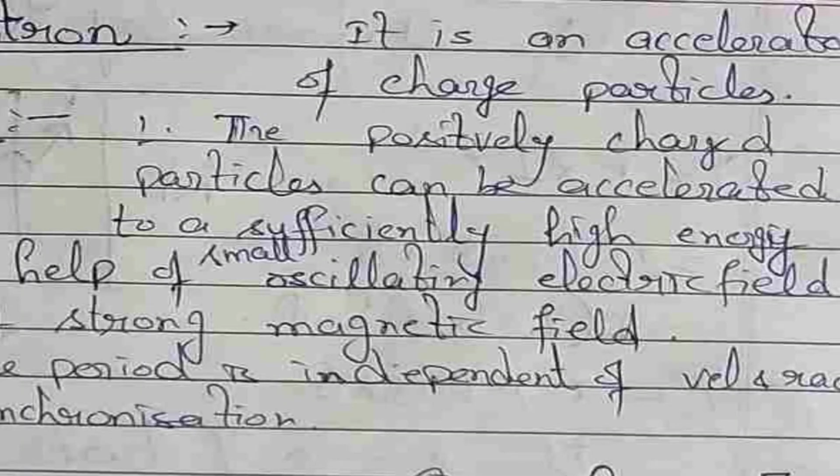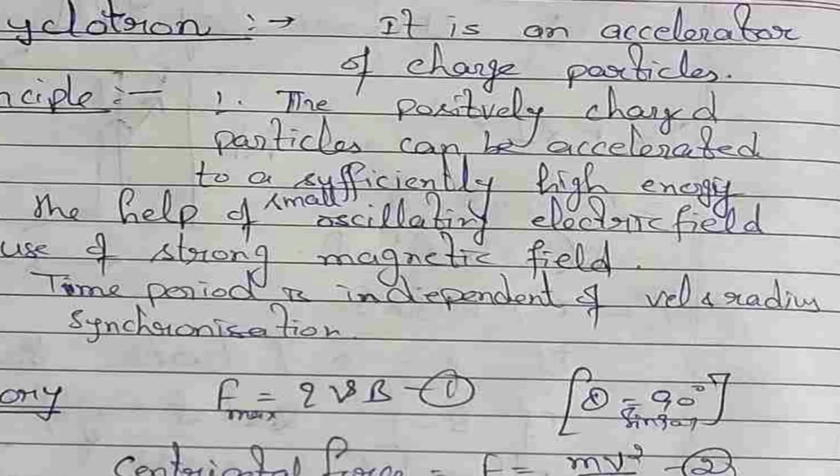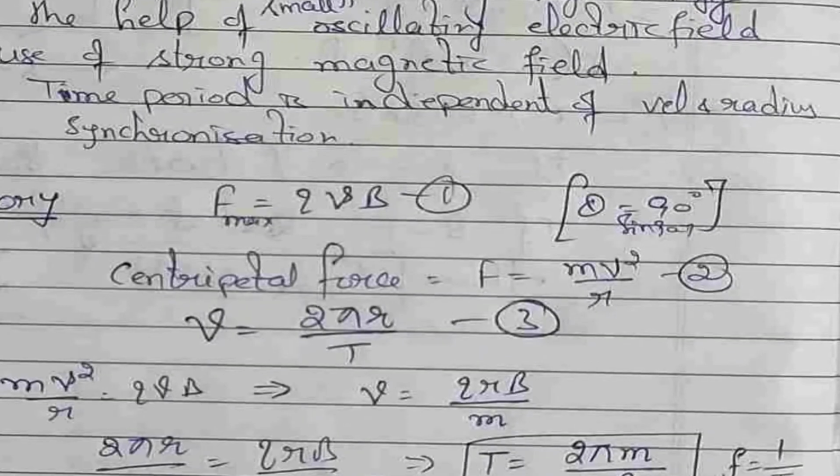to this charged particle. Of course, it has the principle that the time period is independent of velocity and radius, and of course synchronization. We will synchronize the oscillation, the rotation of the charged particle, with the time, meaning we will fix the time period. We will make it independent of radius and velocity. So consider the theory of the cyclotron.